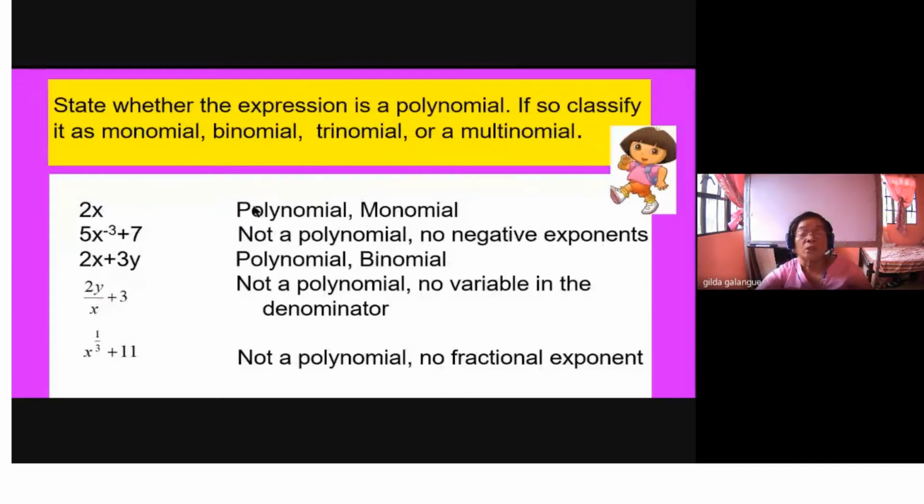Now we have this one. 2x is a polynomial, at the same time a monomial. Why? Because a polynomial is a monomial or sum of monomials. This is a monomial, at the same time a polynomial. This one is not a polynomial because it has a negative exponent. This is a binomial, at the same time a polynomial. This is not a polynomial because it has a variable in the denominator. This is not a polynomial. Why? Because it has a fractional exponent.